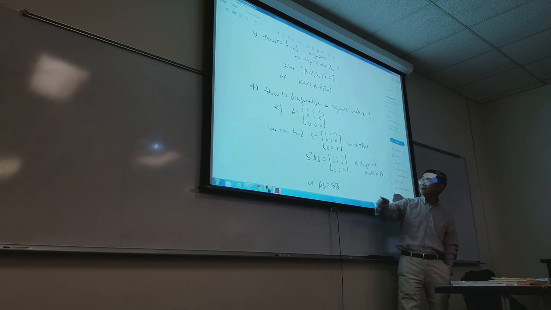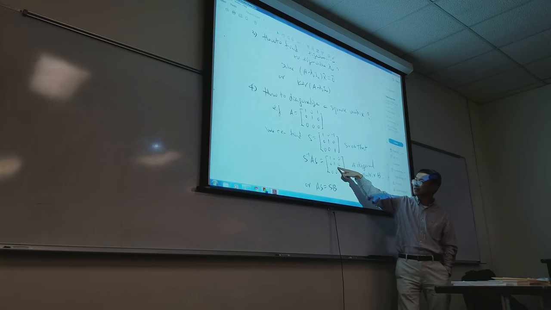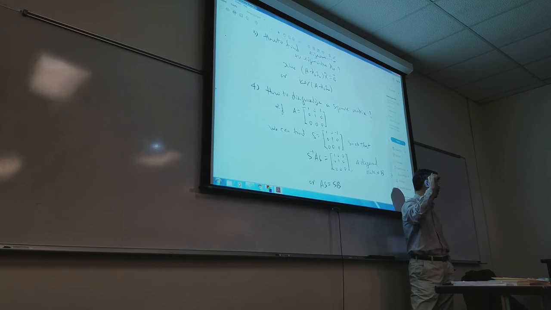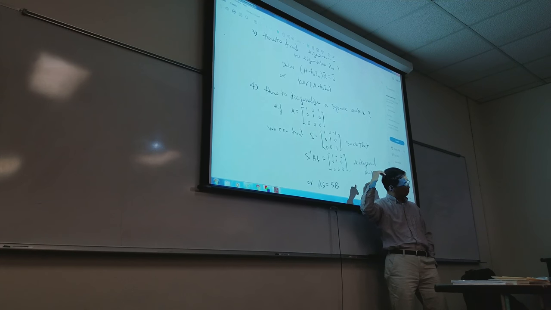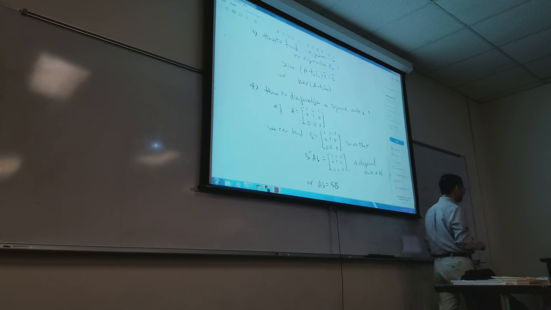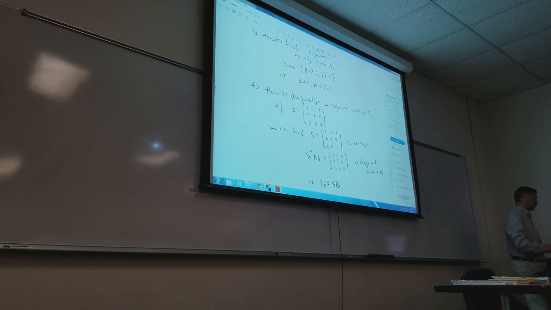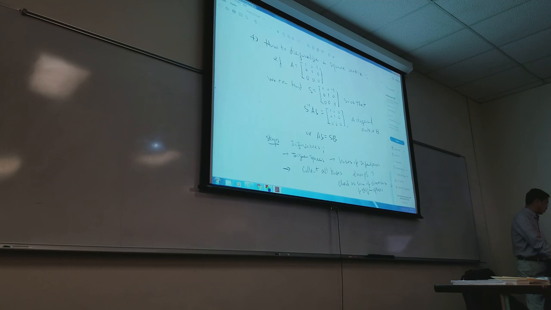Diagonal matrix. By the way, the diagonal entries correspond to eigenvalues of matrix A. I think I want to solve this problem, because very likely a similar problem will be included on the final exam. So let me show you how to.